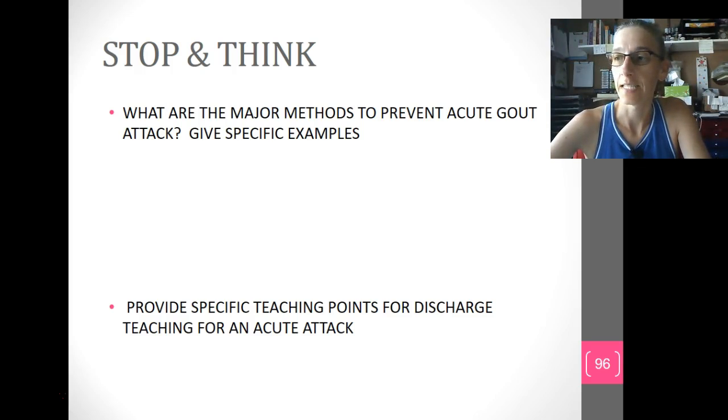Alright, provide specific teaching points for discharge teaching for an acute attack. We're going to use drug therapy, so NSAIDs, ibuprofen and indomethacin. Colchicine is every 1 to 2 hours until pain subsides or when nausea, vomiting, and diarrhea develops. We're going to avoid salicylates. Now, why are we going to avoid salicylates? Number one, what are salicylates and why are we going to avoid them? So we're going to avoid them because they inactivate uricosuric drugs.